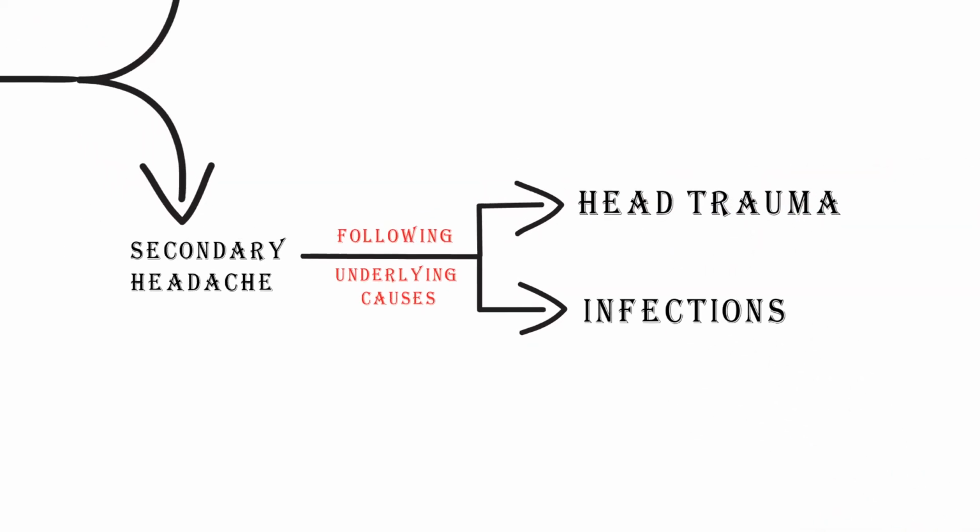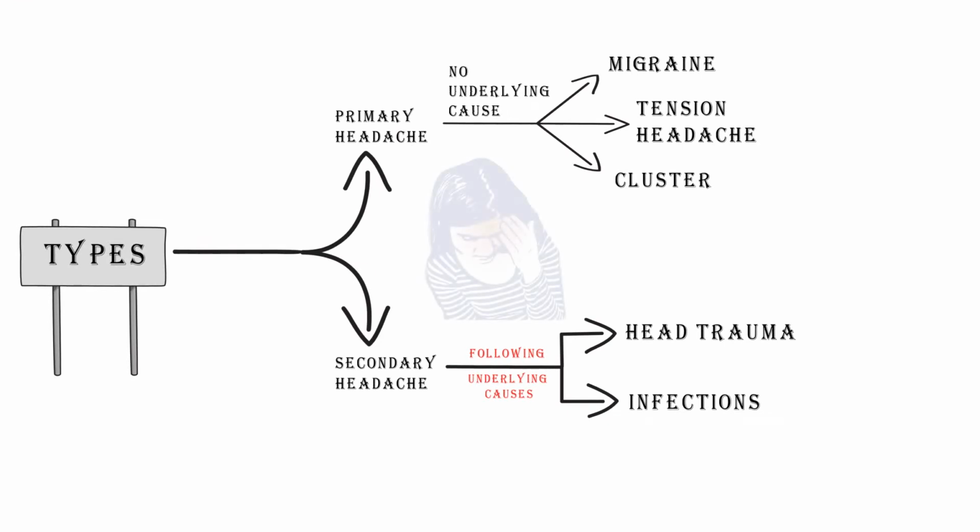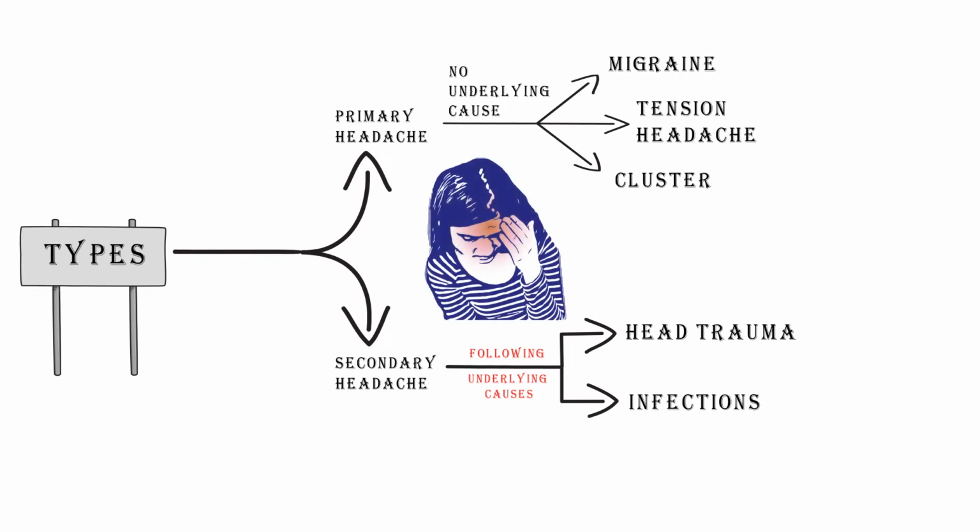Although most episodes of headache are harmless, potentially life-threatening causes, such as subarachnoid hemorrhage and meningitis, should always be considered. We will discuss each one of these in a separate video, but our main focus here is to give you a brief idea about primary and secondary headache.